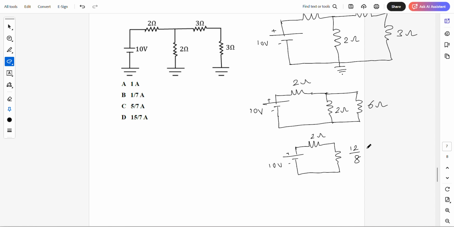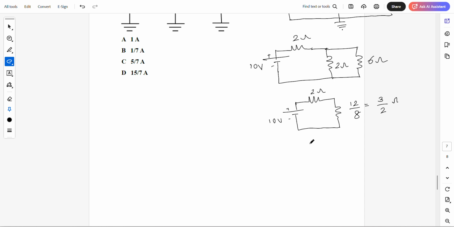6 into 2 by 8, how much is it? 12 by 8, which is 3 by 2, right? 3 by 2 in series with 2, right? Equivalent resistance, R equivalent, if I want to calculate, 2 plus 3 by 2, that is equal to 4 plus 3 is 7 by 2 ohm. Okay, R equivalent is how much? 7 by 2 ohm.